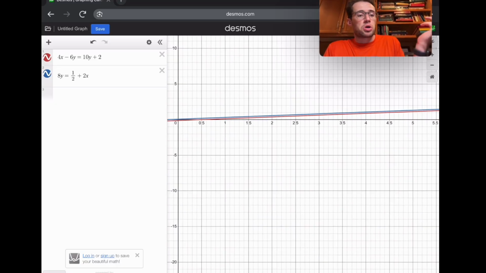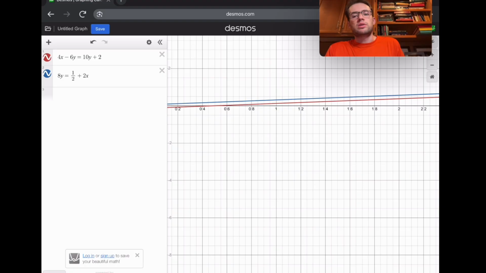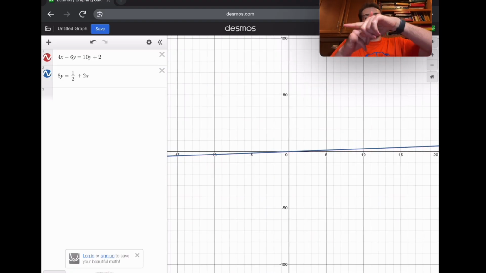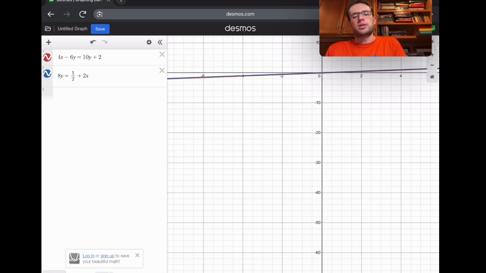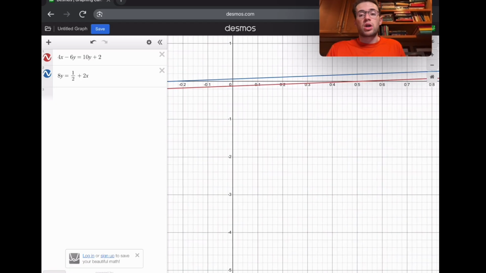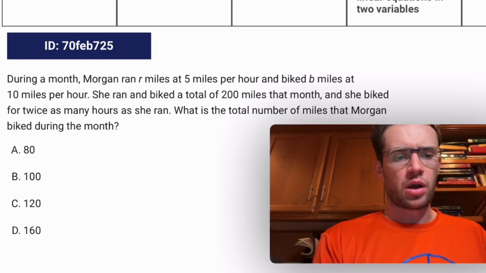Okay, so right, if they were two different slopes, they would eventually be diverging, or they would converge and then they would diverge from there. But yeah, we got those two parallel lines, and that's what we were looking for, so we know that we got the answer correct. All right, this one's a word problem.